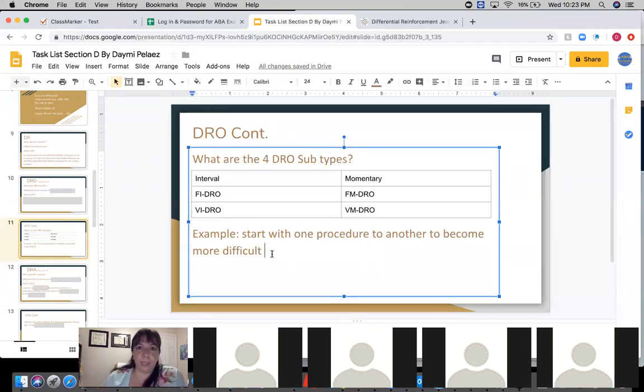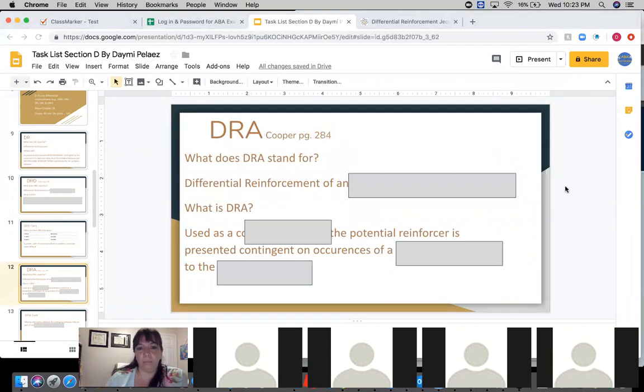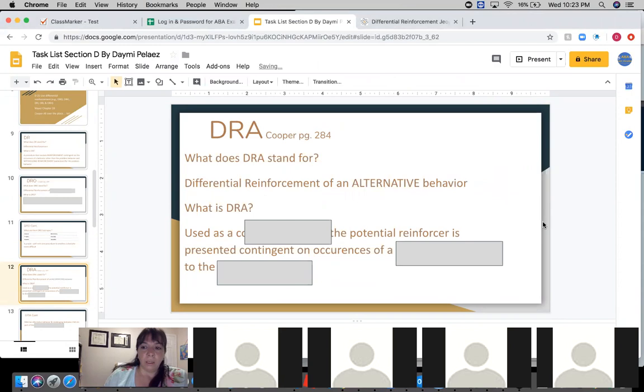All right, does anybody want to provide any other example? That was a great example though. What's your name? Leisha. Leisha, thank you so much for participating. All right, if we're good, we can move on to DRA. What does DRA stand for? Differential Reinforcement of Alternative Behavior. Perfect. All right, and then what is DRA? What does it do? You guys can say it in your own words, and we can do the fill in the blank later, if you feel comfortable.